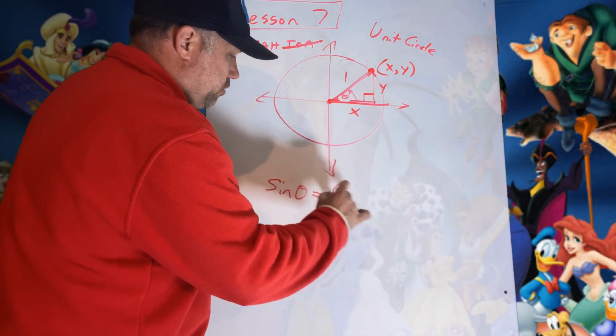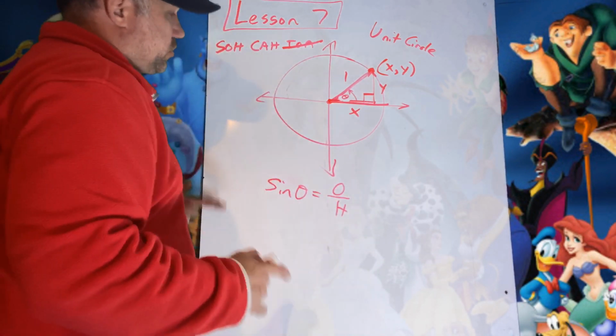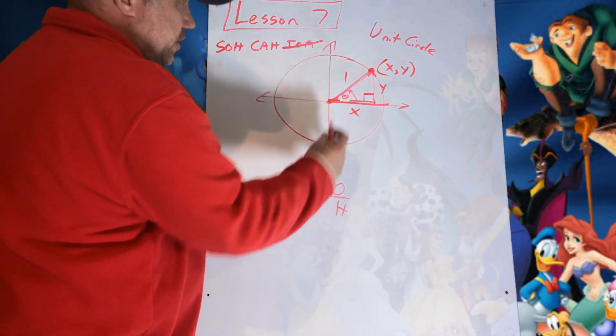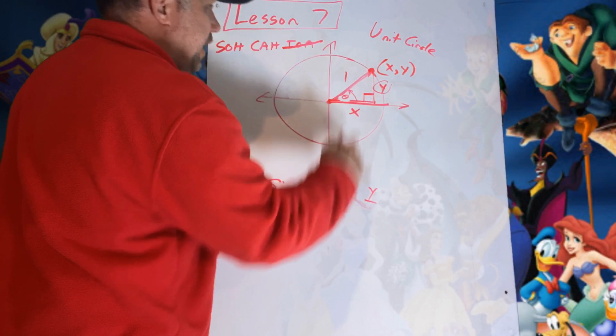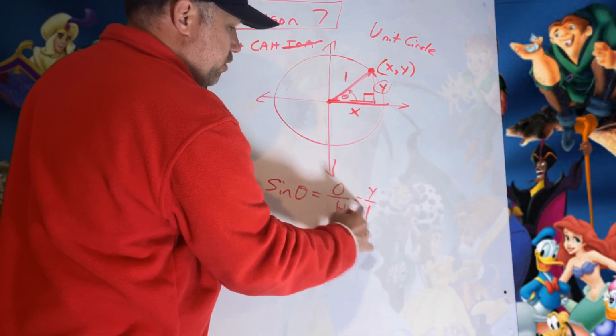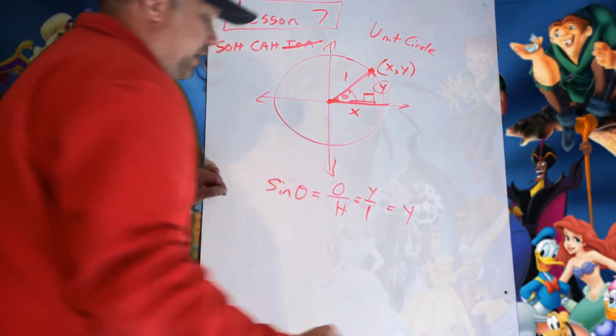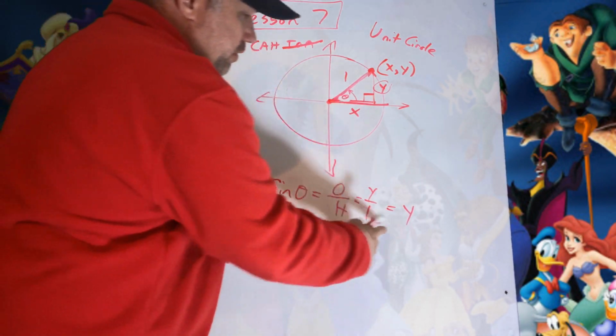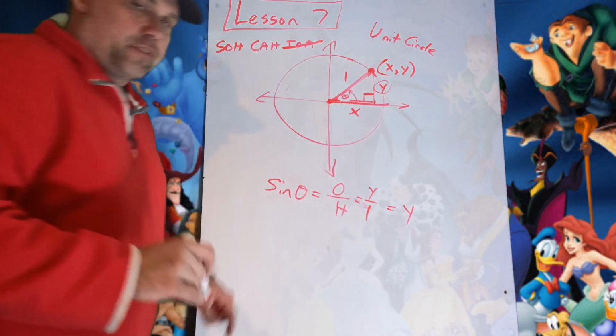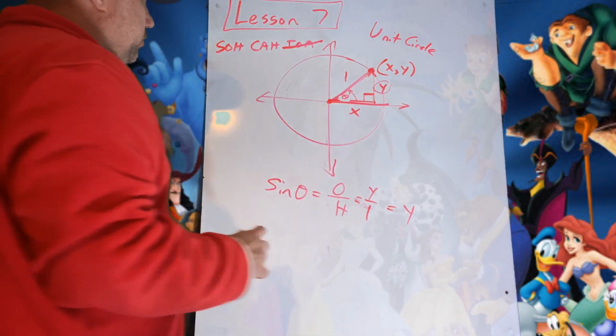I'll just remember that sine is opposite over hypotenuse in SOHCAHTOA. So if I go to this angle theta that I have drawn here, opposite is y. The hypotenuse is 1, so I get y over 1, which is really just y. So that's telling me that sine of this angle is equivalent to the y value of that coordinate. Hold that thought. Let's do cosine real quick.